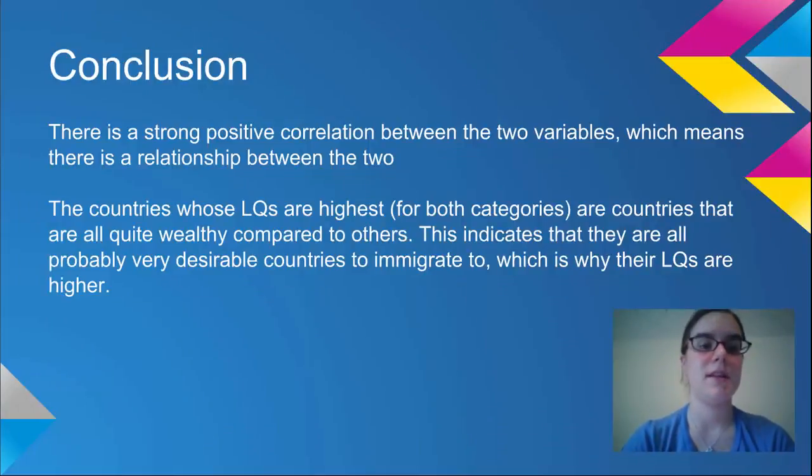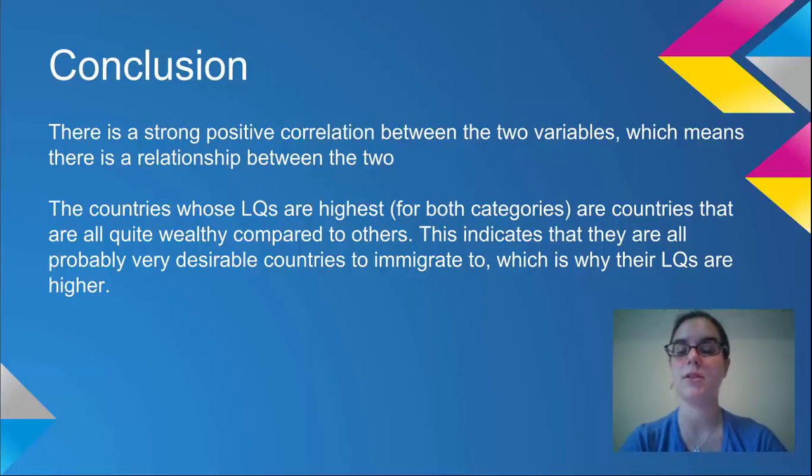My conclusion is that there is a strong positive correlation between the two variables, which means there is a relationship between the two. The countries whose LQs are highest for both categories are countries that are rather wealthy compared to some others that are in Eastern Europe. This indicates that they are all probably very desirable countries to immigrate to, which is why their LQs are higher, which I talked about in the beginning with my hypothesis.